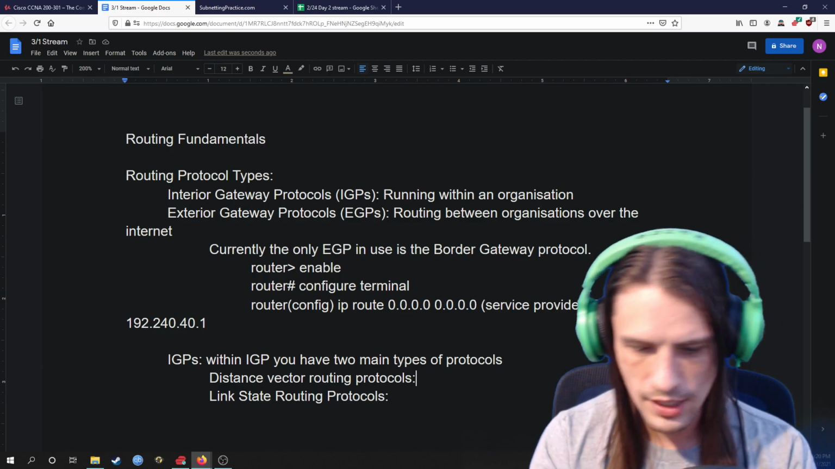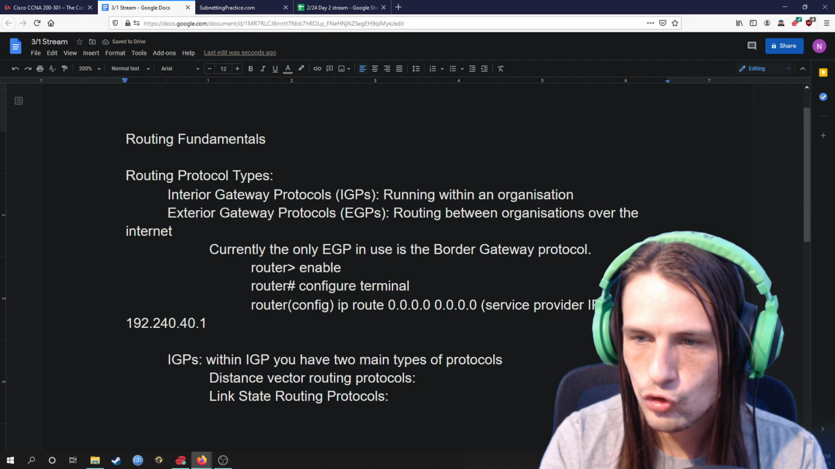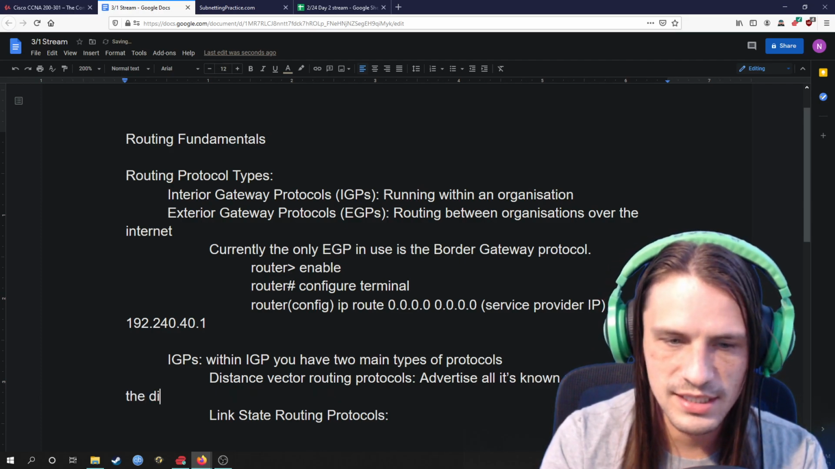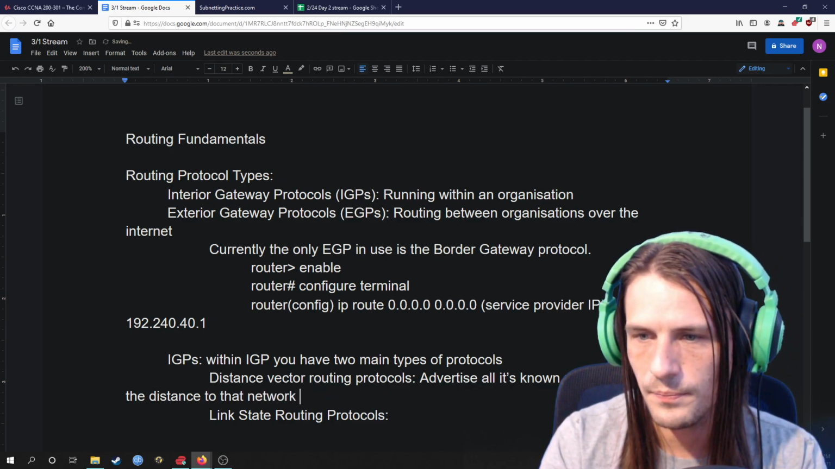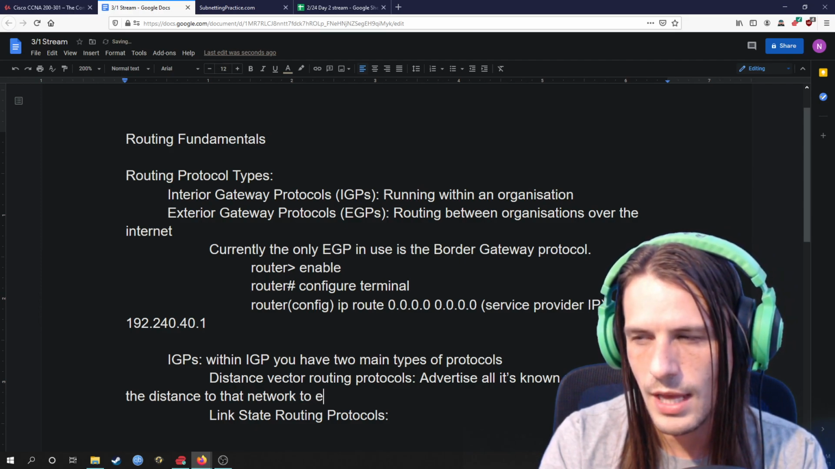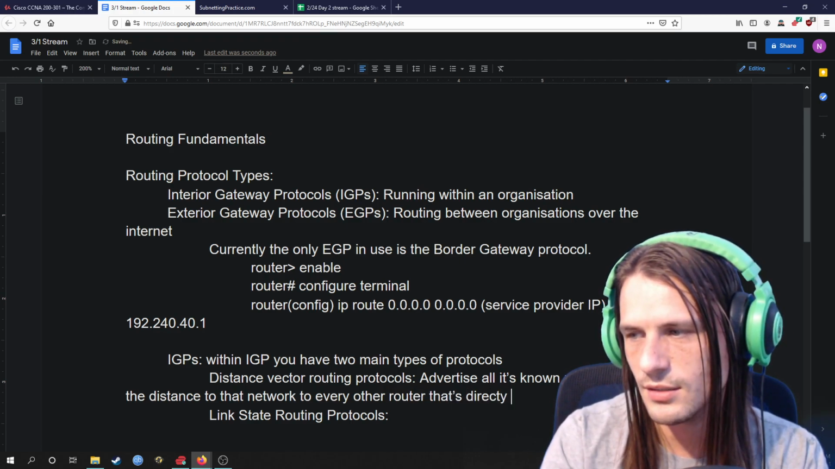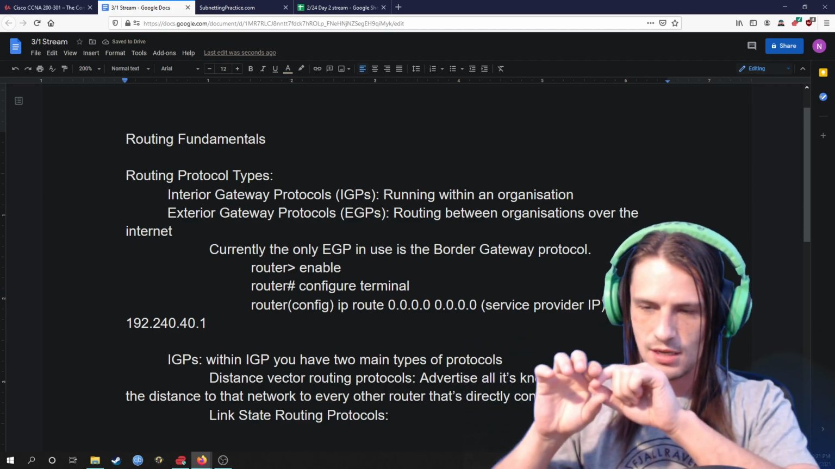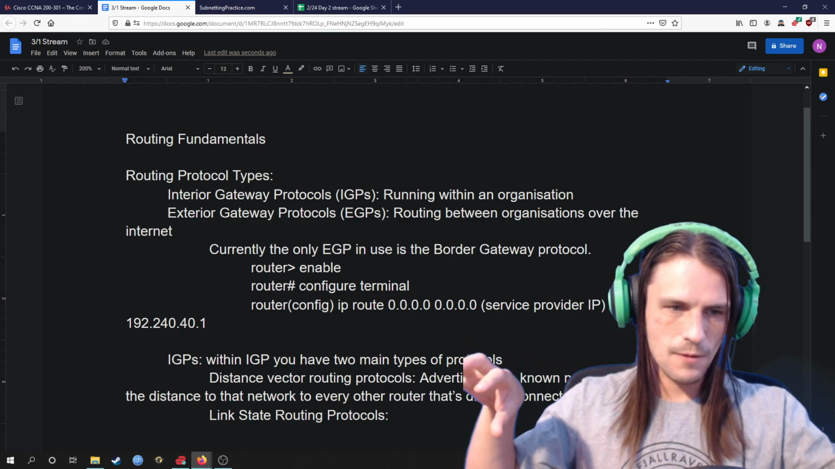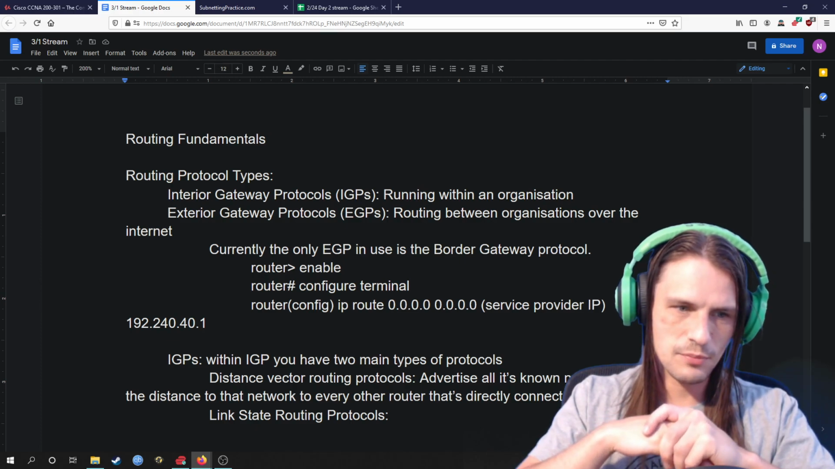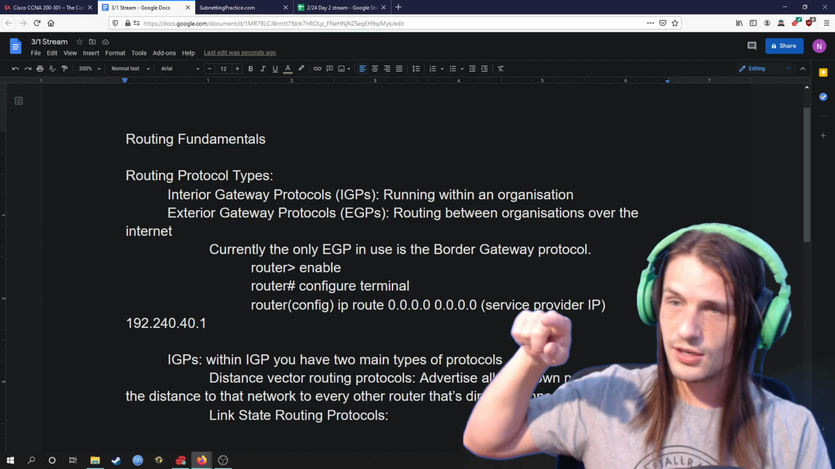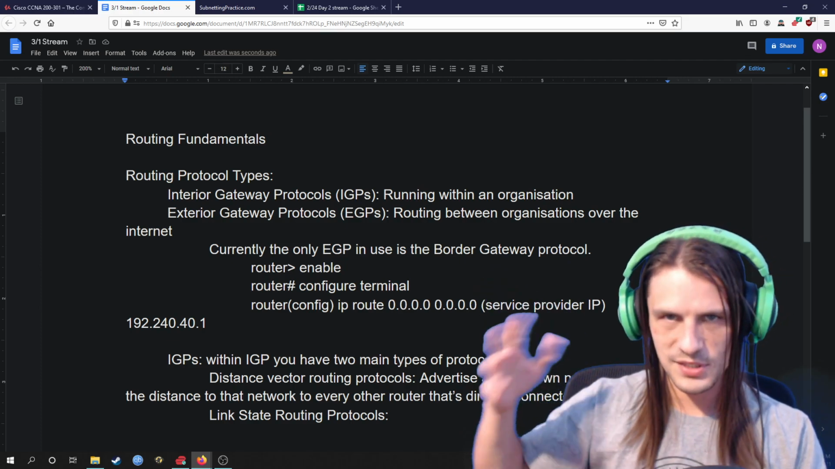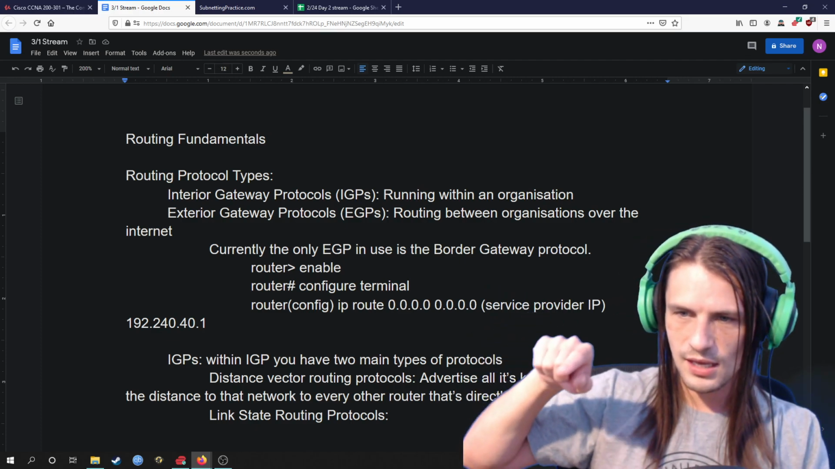With distance vector routing protocols, a router advertises all its known networks, with the distance to that network, to every other router that's directly connected. If the interface from one router is running to the interface of another router, they can broadcast a distance vector routing protocol to one another. One router will say, here's all the networks I can get to in my routing table, and here's how many hops it takes me to get there. Hops is distance. And that's all it shows the other router.